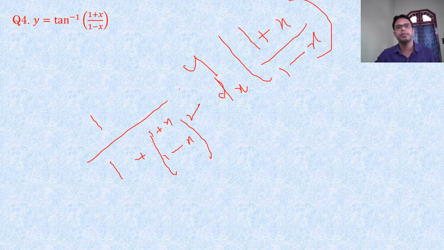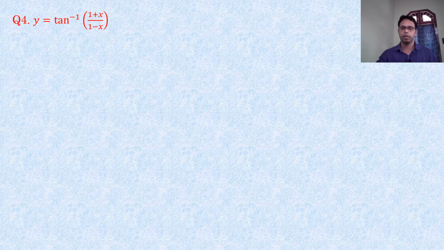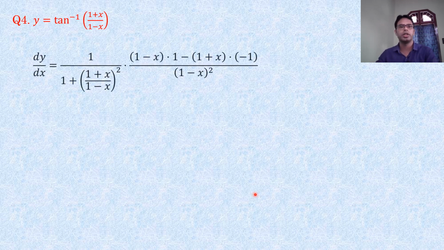You see here, I have used this method, but you can use another. If it is square root of 1 plus x square or 1 minus x square, then it would be different. Here it is a direct result: 1 by 1 plus this term whole square, into the derivative in quotient form.